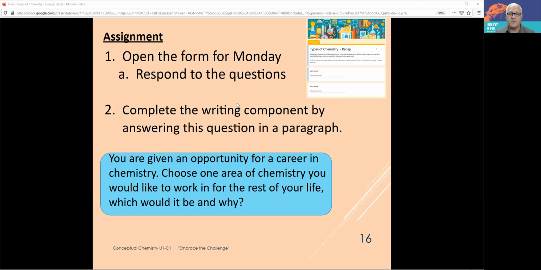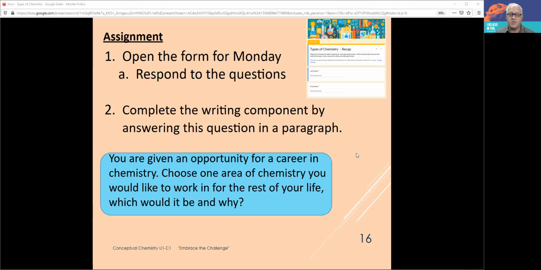And you have an assignment for today. I want you to open up the tab for Monday, and there's a form in there, and respond to the questions. When you're done with the questions, there's going to be a writing component. And you're going to answer this question in a complete and comprehensive paragraph.